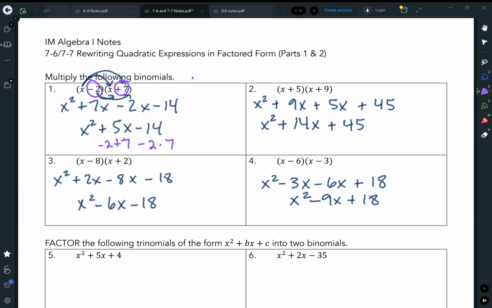In the next one, the 45 comes from multiplying my 5 times 9. And if I look at my middle term, I get that by adding the 5 and the 9. That makes sense because I had a 9x and a 5x and I added them together. Obviously there's also an x here, but we're looking at just that coefficient. Where does the coefficient come from?